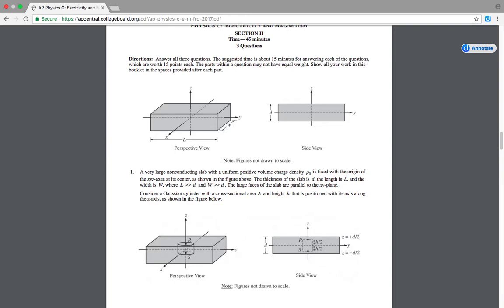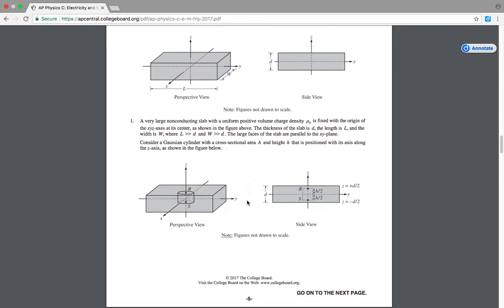But okay, so here we have a very large non-conducting slab, so an insulator, with uniform positive charge density rho naught, and it's fixed with the origin of the XYZ axis at its center, as shown in the figure above. The thickness of the slab is D, the length is L, and the width is W, where L is much, much larger than D, and the width is much, much greater than D. So it's a relatively large slab relative to its height. The large faces of the slab are parallel to the xy plane.